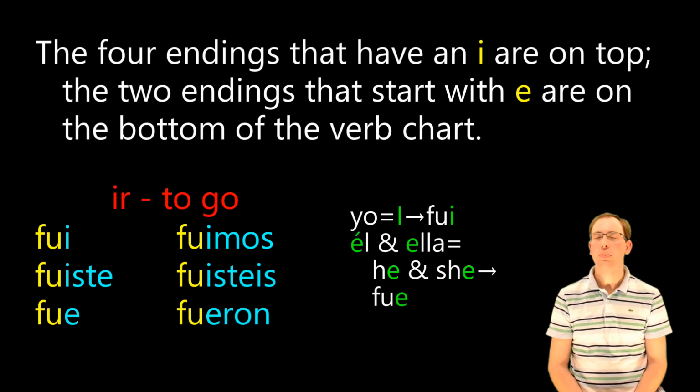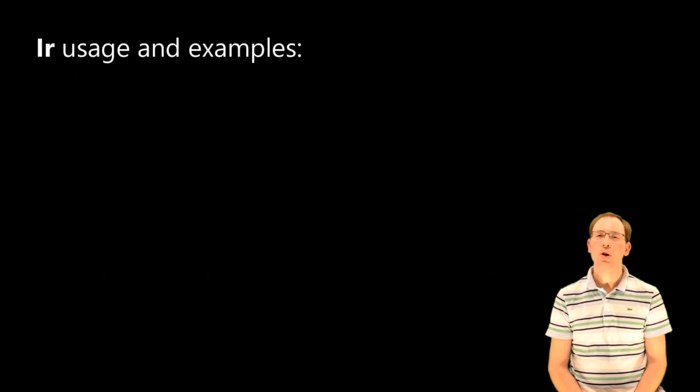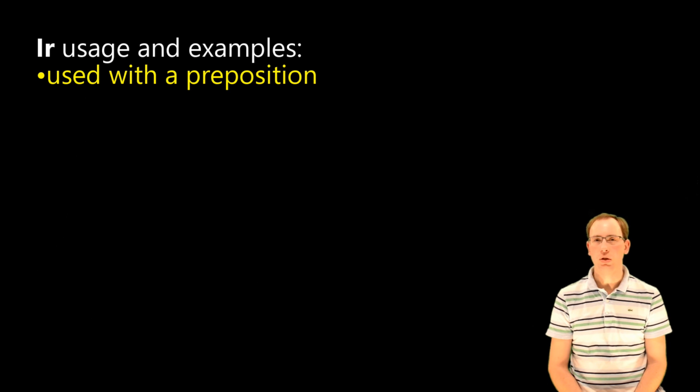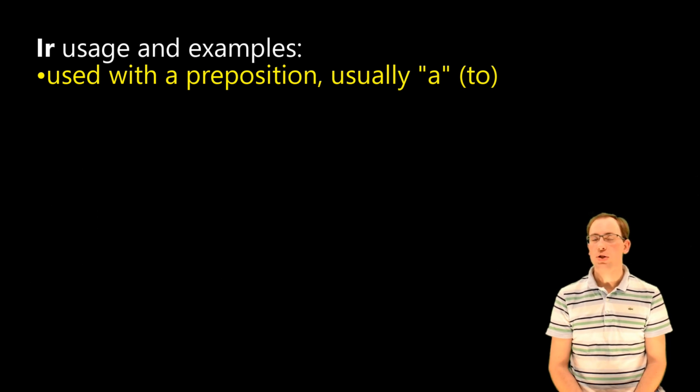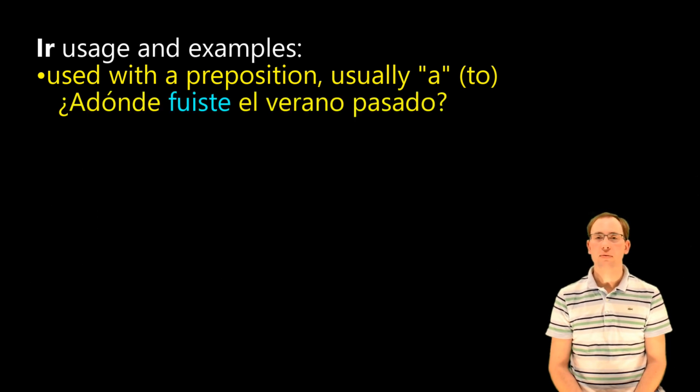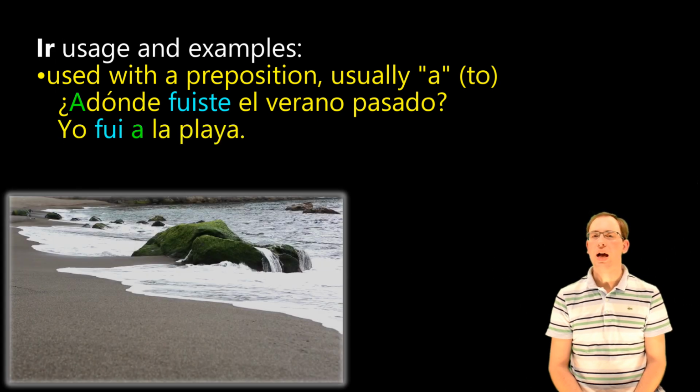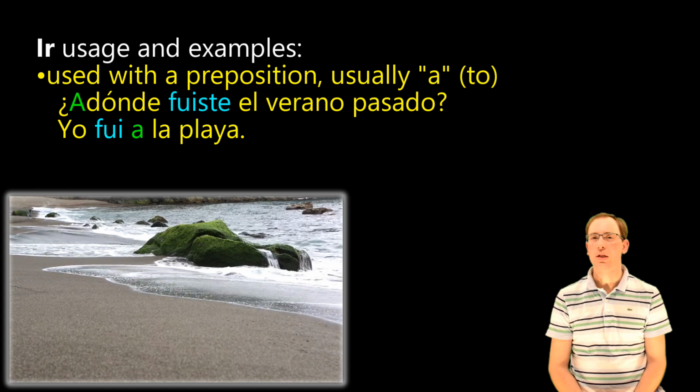Now, when we use the verb ir in a sentence, remember that we almost always use it with a preposition, and most of the time our preposition is going to be a, meaning to. So we might ask the question, ¿A dónde fuiste el verano pasado? Where did you go last summer? And I have the a in the question word, ¿a dónde? And if someone asked me that, I might respond, Yo fui a la playa. I went to the beach.